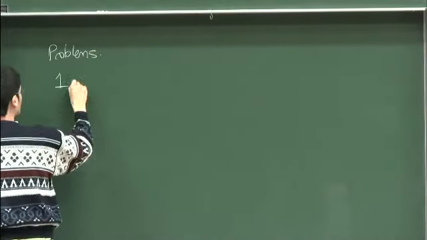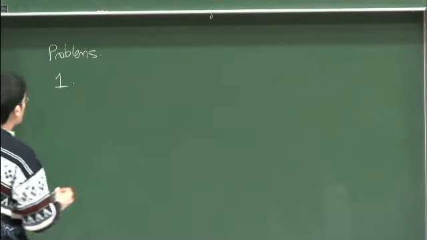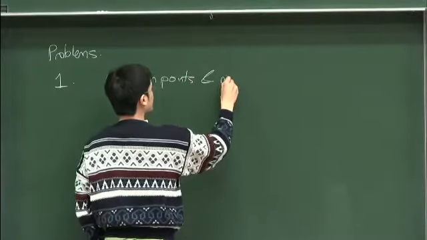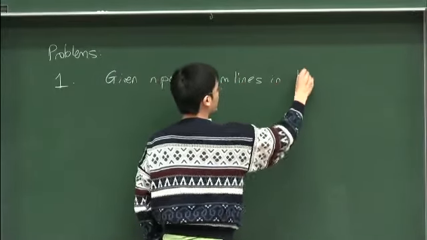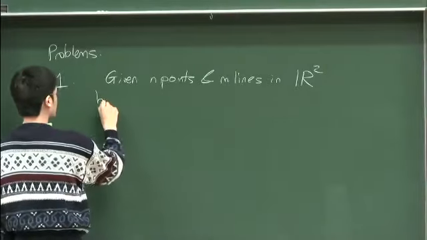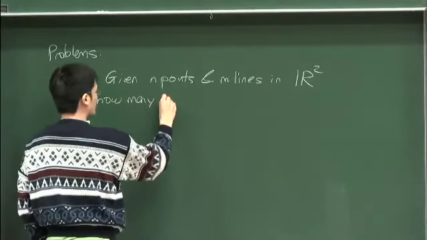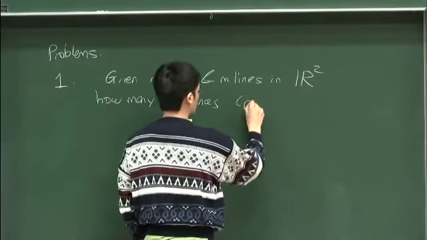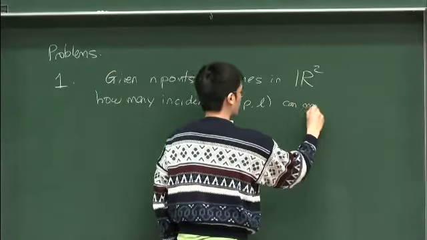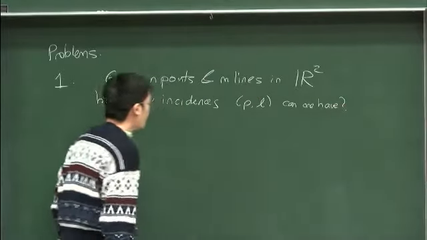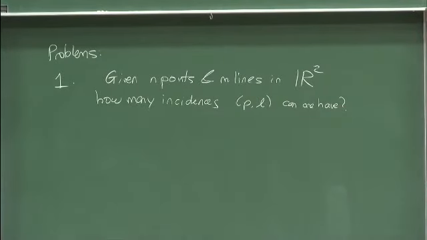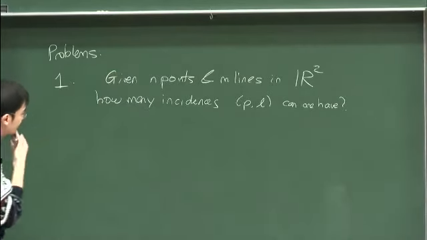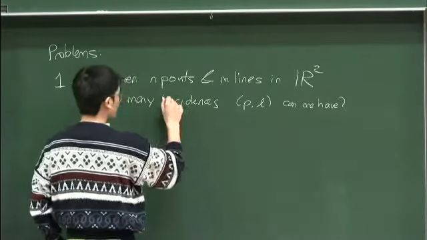So just some sample problems. One is incidences in the plane. So given n points and m lines in the plane, R2, Euclidean plane, how many incidences between these points and lines can one have? Okay, so given 10 points and 10 lines, how many pairs of points and lines can you have such that the point lies on the line? Okay, so let's call this number I.